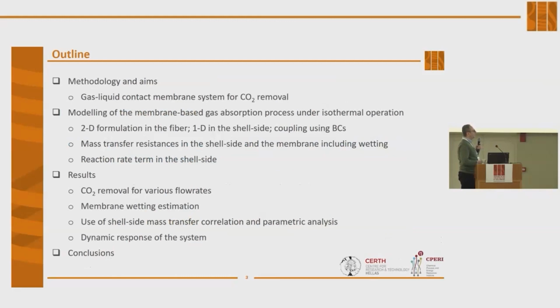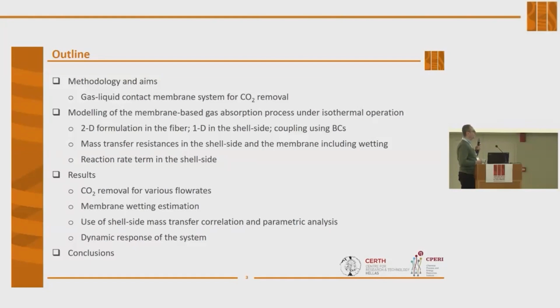Here's an outline of the presentation. We present the aims of our study. We proceed to the modeling of the membrane-based gas absorption process, under isothermal operation, the formulations in the fiber and in the cell side, and the boundary conditions. We have included all relevant mass transfer resistances and a reaction rate term in the cell side between carbon dioxide and the amine. We have found that ethanolamine is the most appropriate for this kind of process.